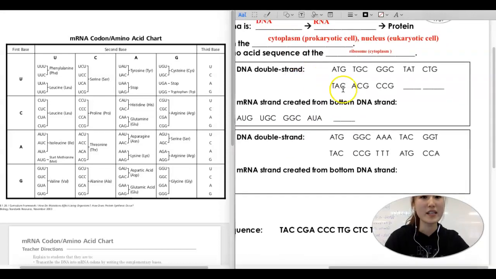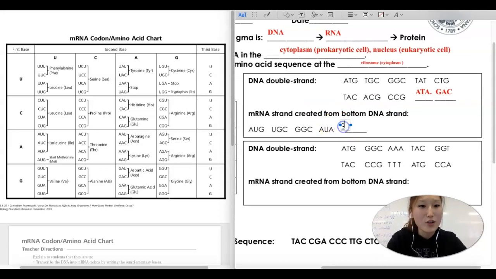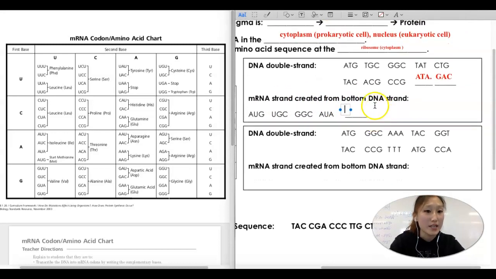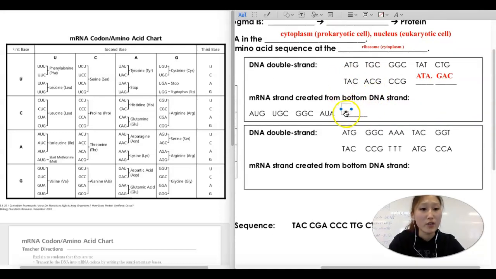So you have this DNA double strand. The other strand of DNA will be ATA, and then this next one will be GAC, right? However, if you're creating an mRNA strand from the bottom DNA strand, there are two strands of DNA. Which one are we using? We're using the bottom one. So if you're using the bottom one, you have GAC, and that gives you CUG, right?